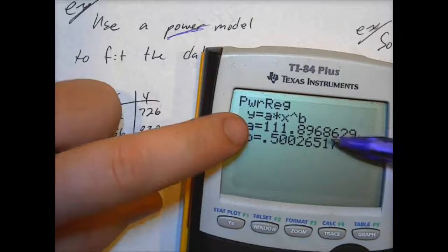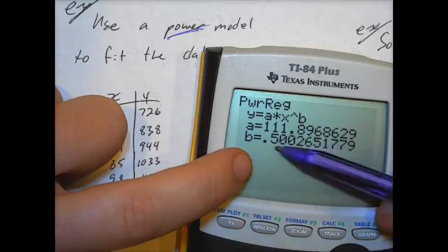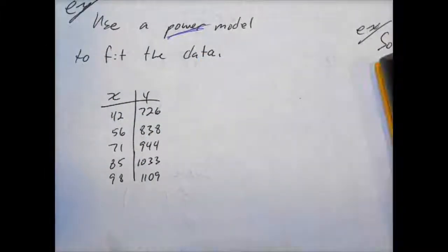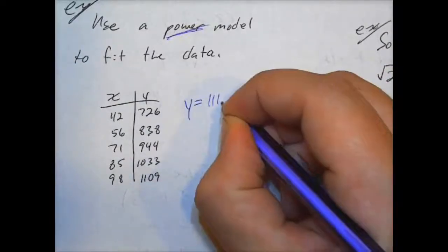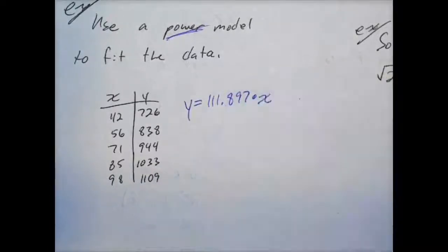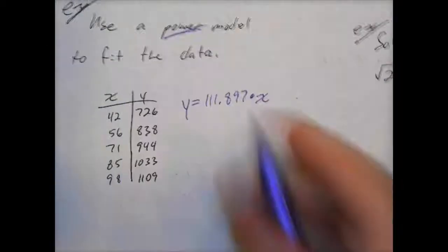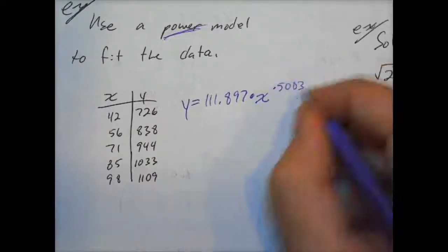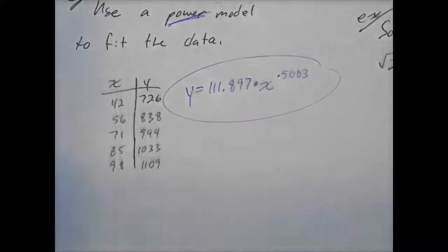So notice a is 111.897 if I round, so 111.897 will go there. And the b is 0.5002, or 0.5003, whatever. If you want to put 0.500, round it, cool. So we have y equals 111.897 times x to the b, which was 0.5003. That's it. Just be very, very careful typing it in your calculator. That's really the hardest part about that one.